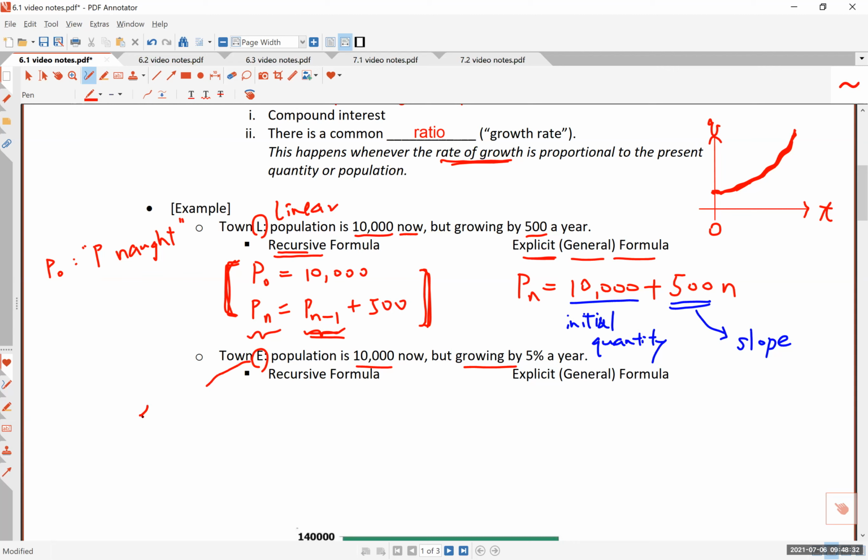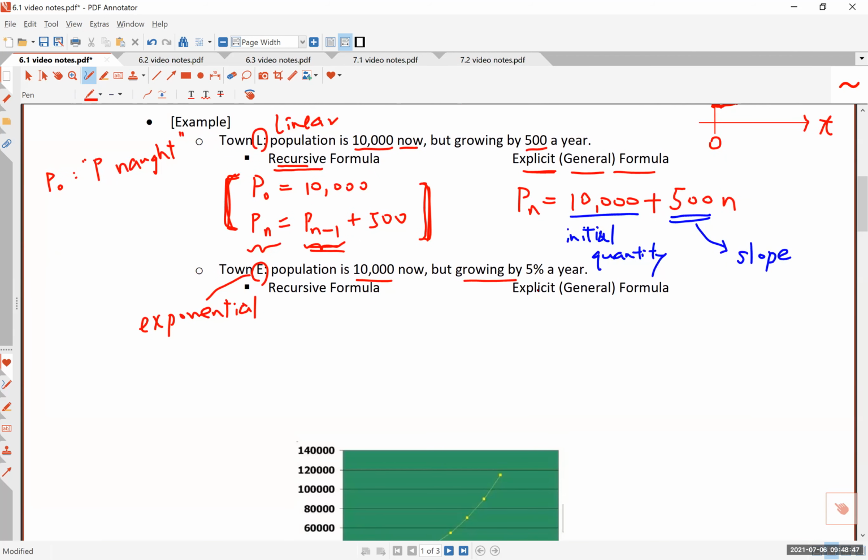The E, the exponential town. This is where the population grows exponentially, and this is more natural. For instance, if you look at the population of the world, it roughly grows exponentially. All right, so it grows by 5% a year. In the recursive formula, again, we start with the initial quantity, and then we write what Pn is based on P sub n minus 1. Now, what do you have to do to the previous year's population to add 5% to it? Well, that's pretty simple. You just multiply this by 1.05.